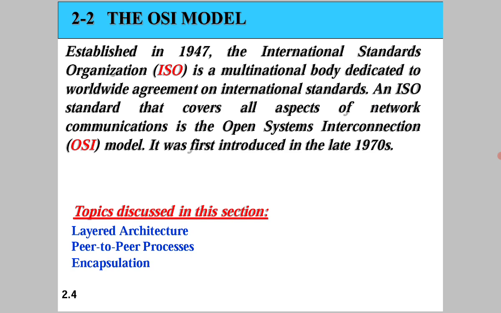Basically there are two types of network models. First one is the OSI reference model, or OSI model. OSI means open systems interconnection, or it is also called ISO OSI. ISO means International Standard Organization, OSI means open systems interconnection.